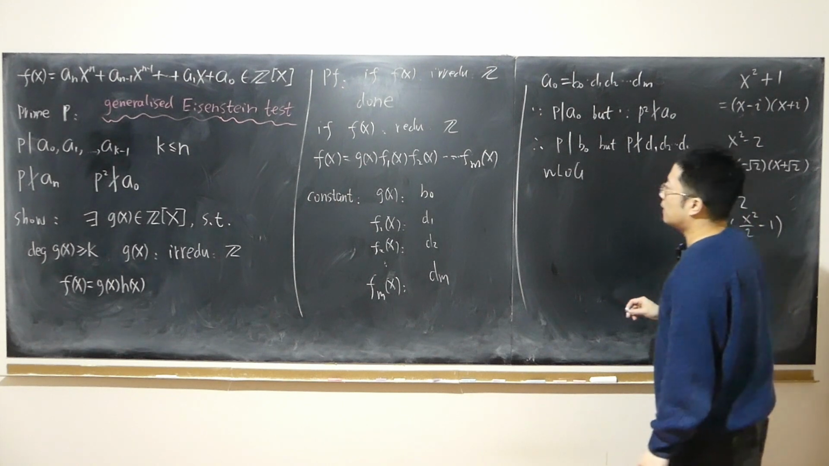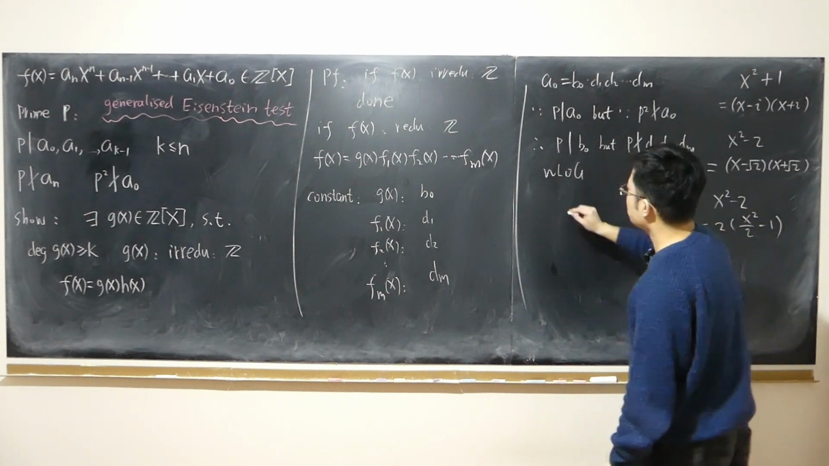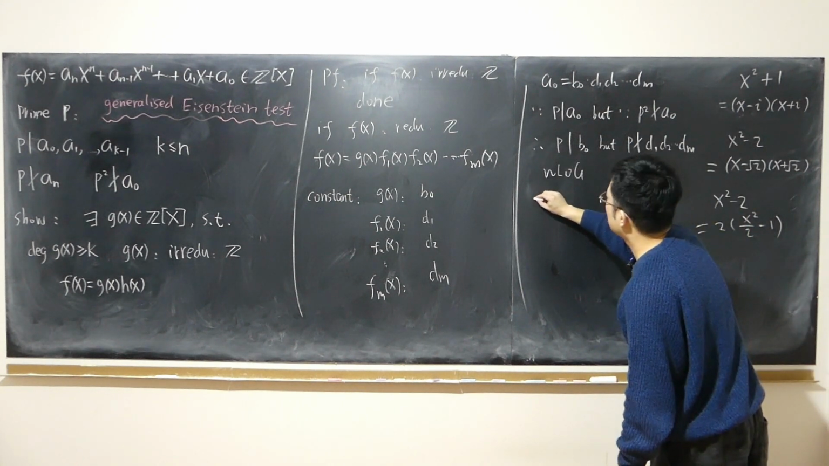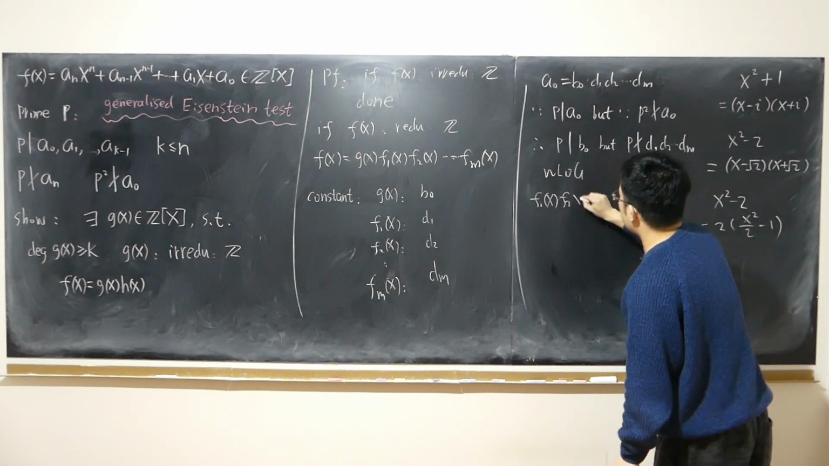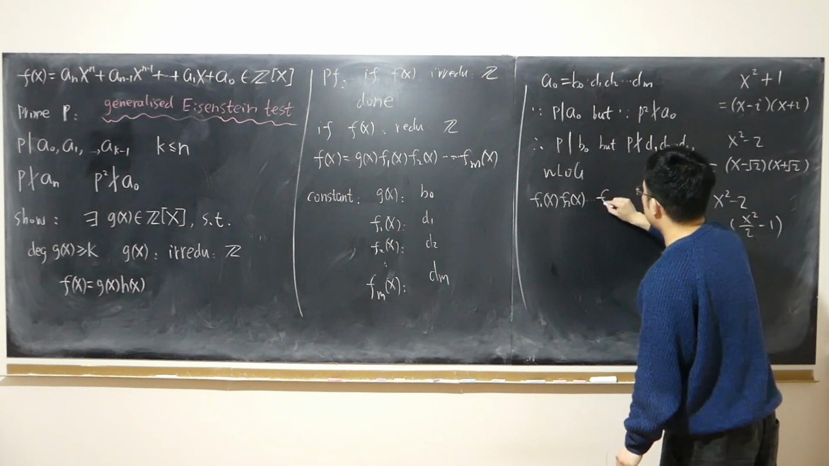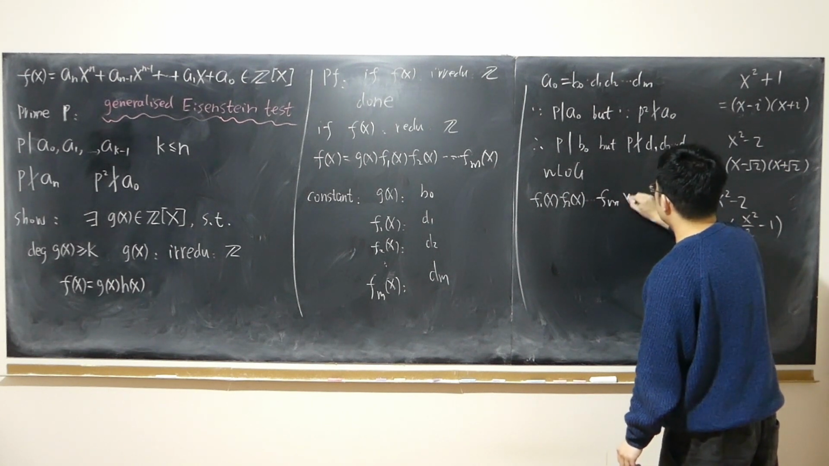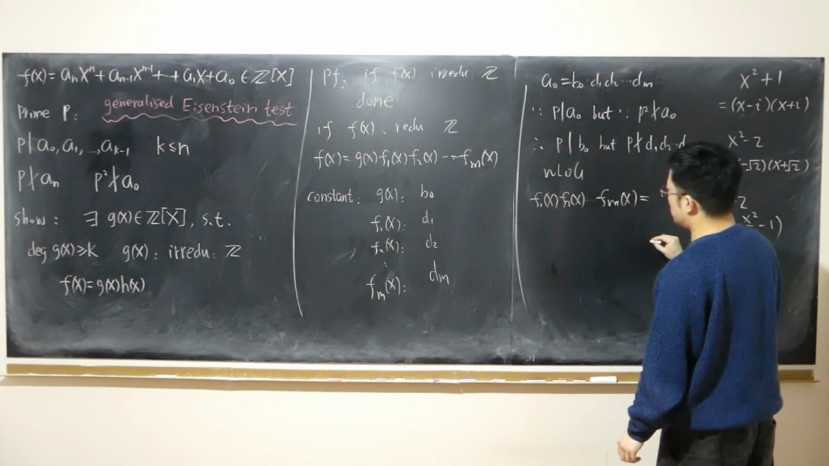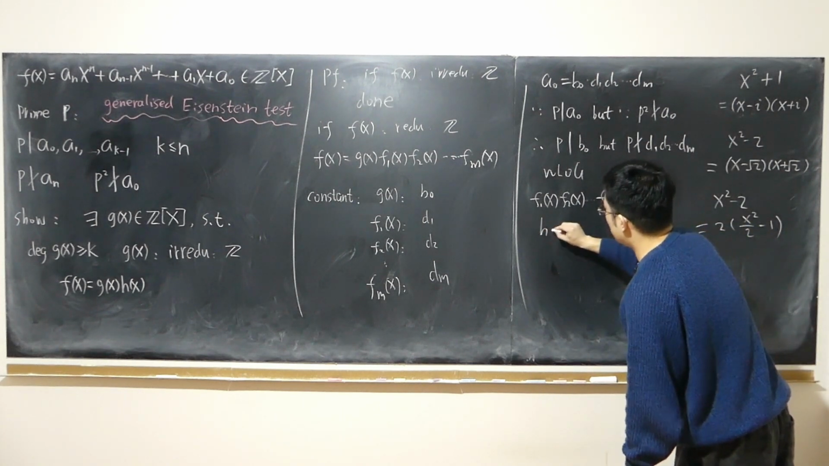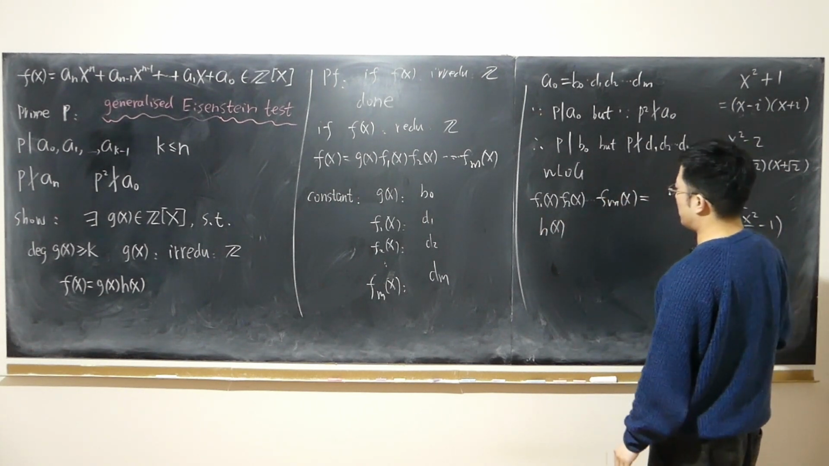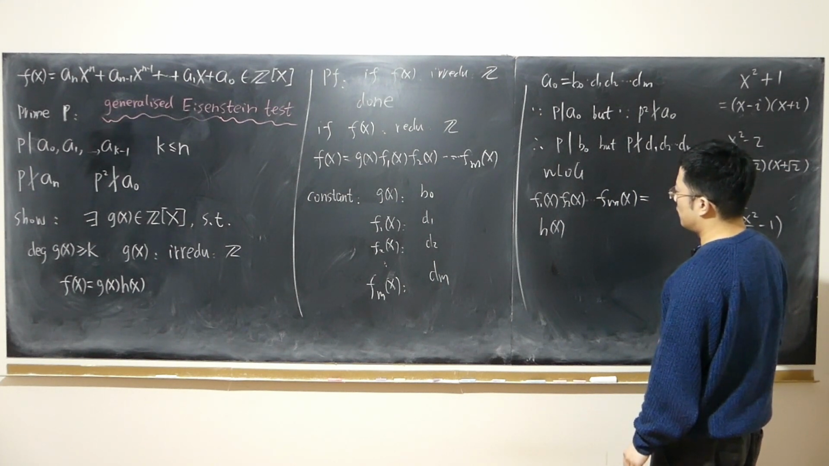Right. Now I can let f1(x), f2(x), all the way times fm(x), equal to, let's just denote it as h(x), right?